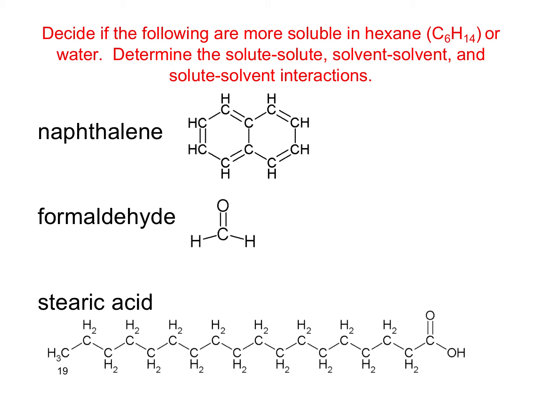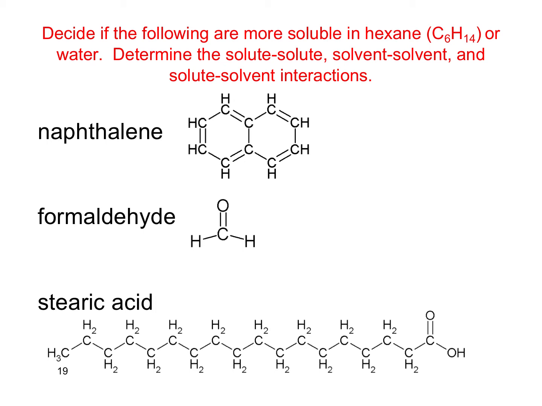Alright, so as an example, we want to decide if each one of these compounds is more soluble in hexane, which has the formula C6H14, or water. And then in each case, we want to determine the solute. So what intermolecular forces exist in the pure solute? What intermolecular forces exist in the pure solvent? We would call that the solvent-solvent interaction. And then what intermolecular forces exist in the mixture? What are the intermolecular forces that exist between the solute and the solvent?